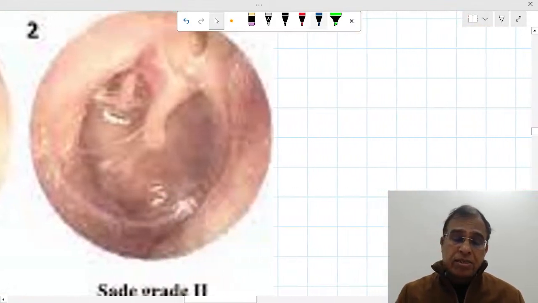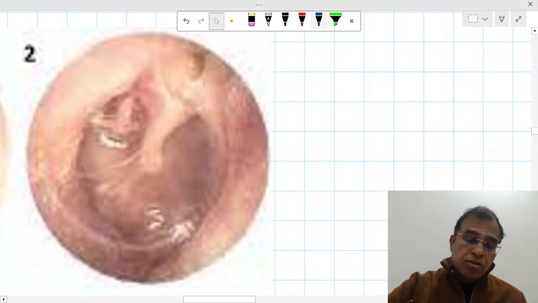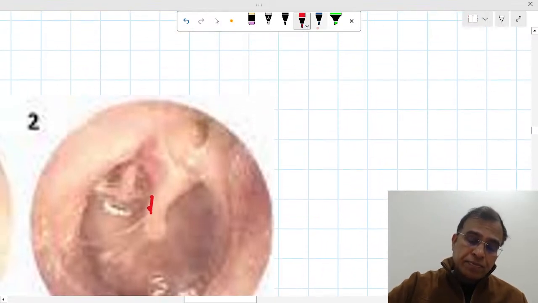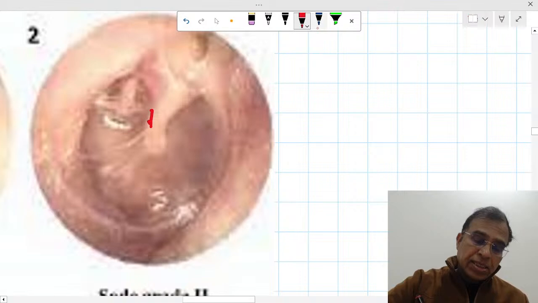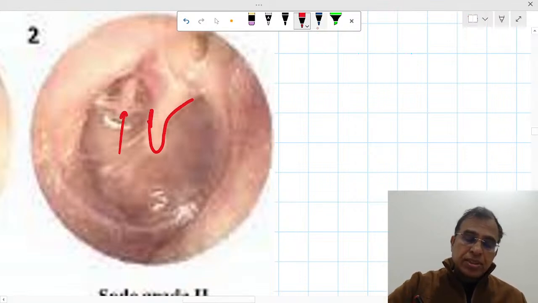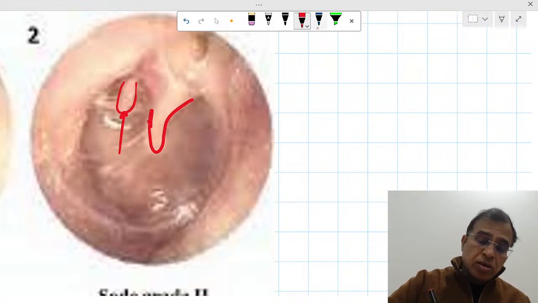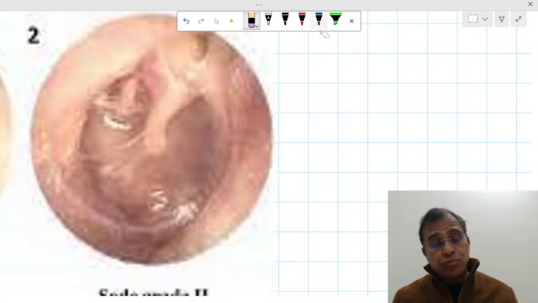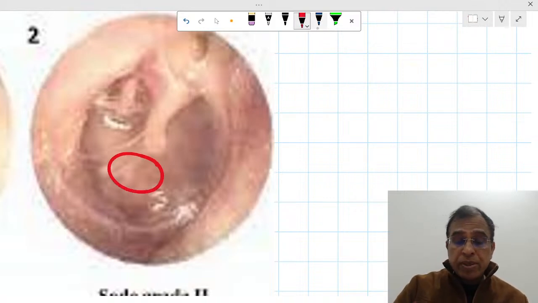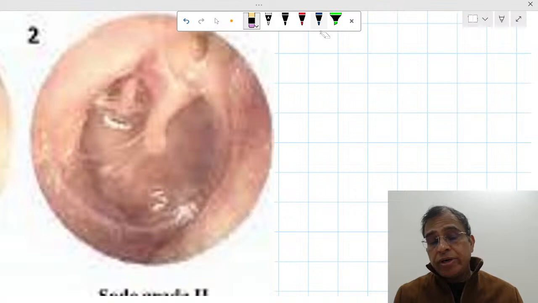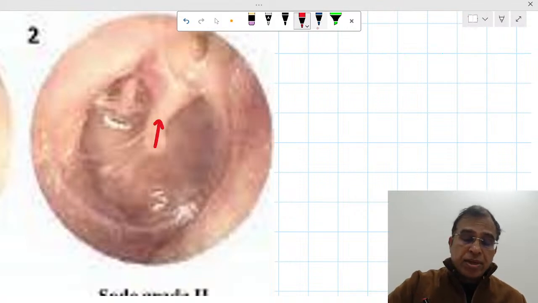Now look at this one, the next image. This is your handle of malleus. Now this one is the handle of malleus, but what is this one? This is your incus, long process of incus. When you can see the incus also along with malleus, it has to be grade 2. You can't see the promontory properly in this area. So this is grade 2 retraction, where you can see the handle of malleus and the incus.